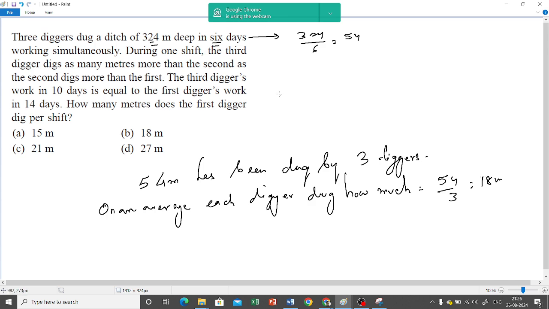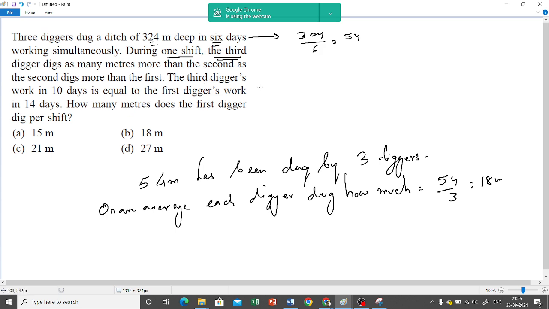Now see, why did I find out this average? It is given that during one shift, the third digger digs as many meters more than the second as the second digger digs more than the first. That means each of these diggers is digging a similar depth as this 18 meters. 54 meters in one day by 3 diggers, so on an average 18 meters per digger. Right?